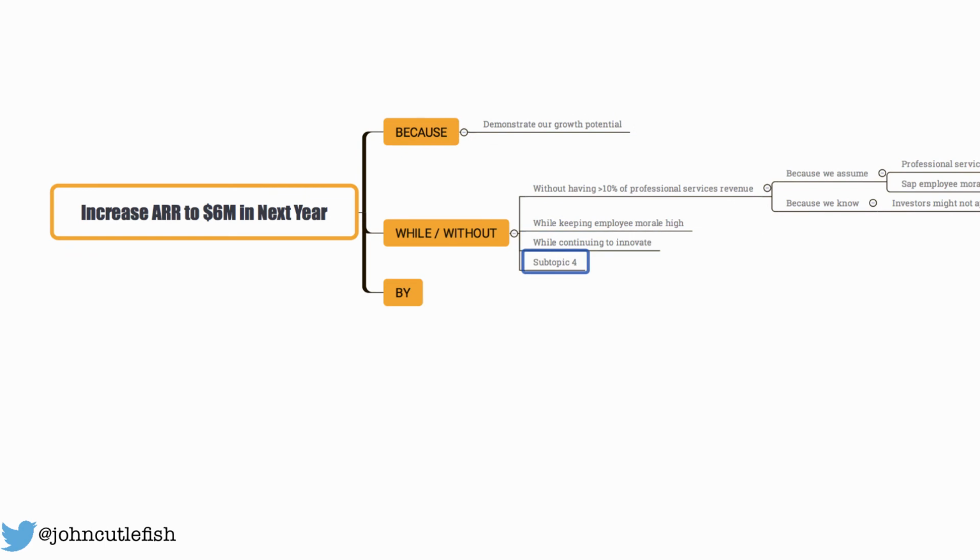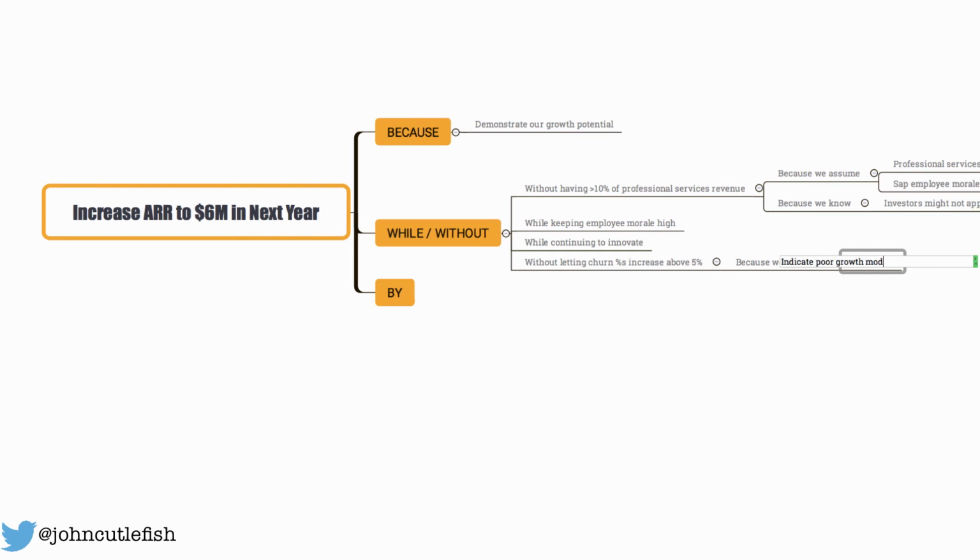So one thing about increasing ARR that fast might be that you might cause some customers to churn. So you might say, without letting churn percentages increase above 5%. You don't want to lose 5% of those churn opportunities. And again, because we assume that might indicate a poor growth model. On and on and on.